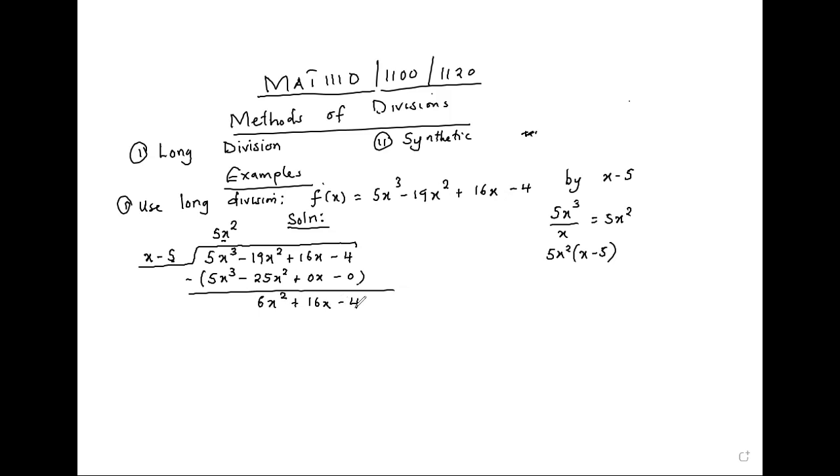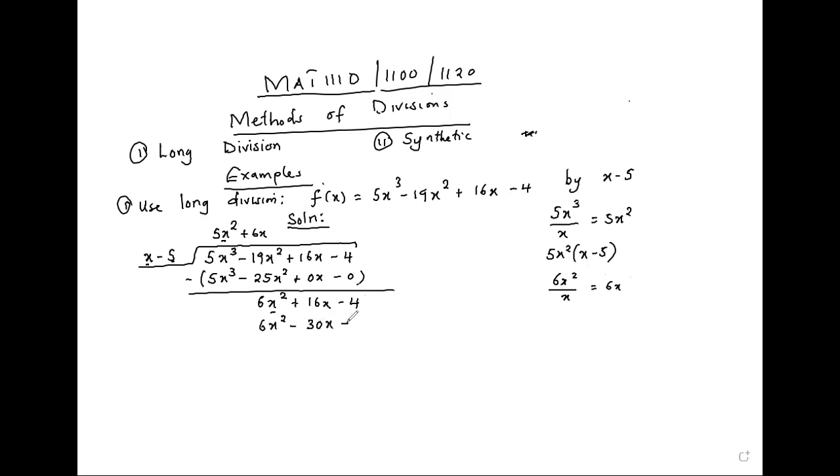Now we need to check the power of what we have now, this x squared. Is it higher than that x? Oh, yes. So we divide again. So we have 6x squared divided by x. This will give us 6x. So now we multiply. So that's what we put up here. So it will be positive 6x. Then we multiply. 6x times x, we get 6x squared. 6x times negative 5, we get minus 30x.